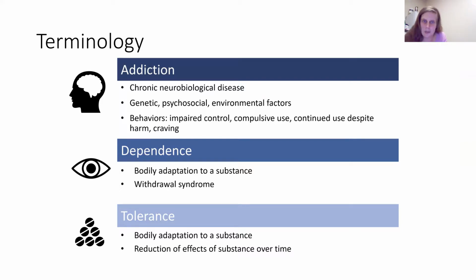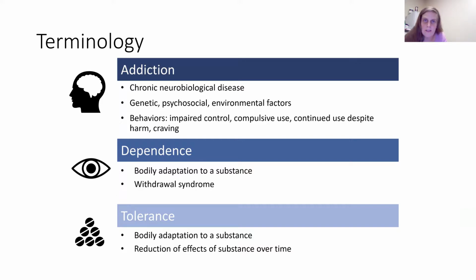We think about addiction, and I just want to define addiction as a chronic neurobiological disease, that there are genetic, psychological, and environmental factors that contribute to it. And really, it's marked by changes in behavior. So in other words, patients exhibiting impaired control, which you might see as people not following the script for their opioid prescription, not following the directions. Compulsive use, so not being able to stop using even after bad things happen, and then continued use despite harm. And then also demonstrating craving if they haven't had the medicine in a little while. So those are some of the behaviors that actually define addiction.